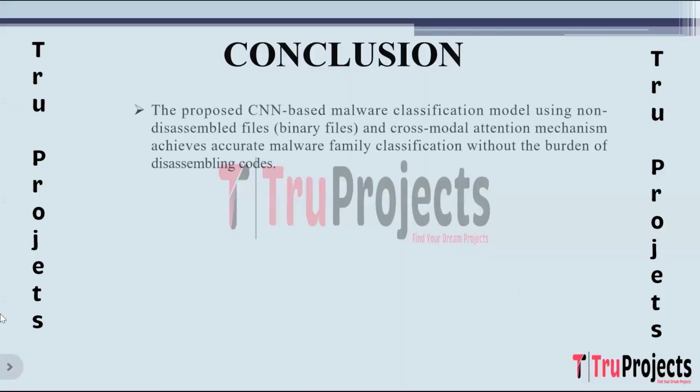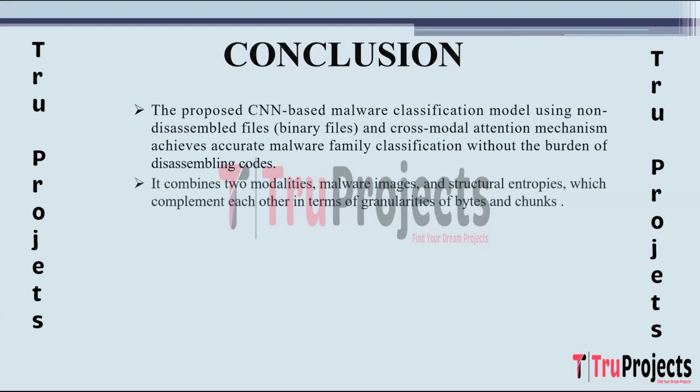The conclusion of the project is the proposed CNN-based model achieves precise classification of malware families without the need for disassembled codes. This approach simplifies the analysis process and effectively categorizes malware variants without the burdensome task of code disassembly. The model seamlessly integrates two distinct data modalities, malware images, and structural entropies, leveraging their complementary nature in capturing different levels of granularity within the malware data. This union provides diverse perspectives, combining fine grained details with broader structural insights.